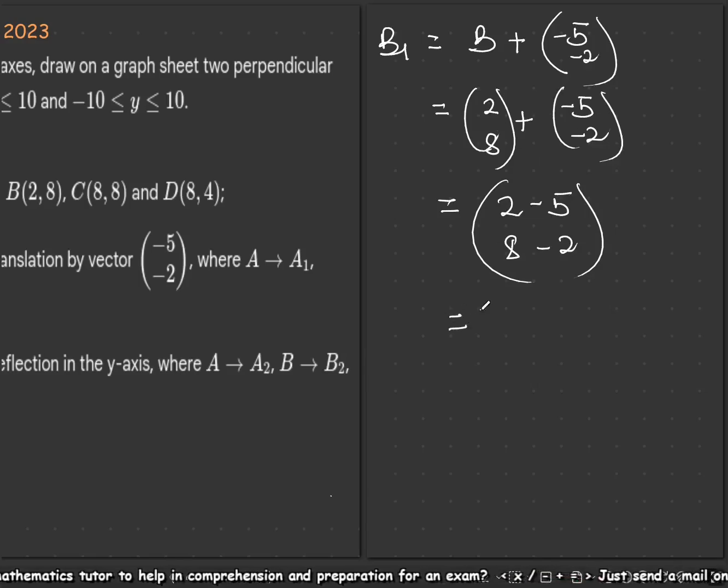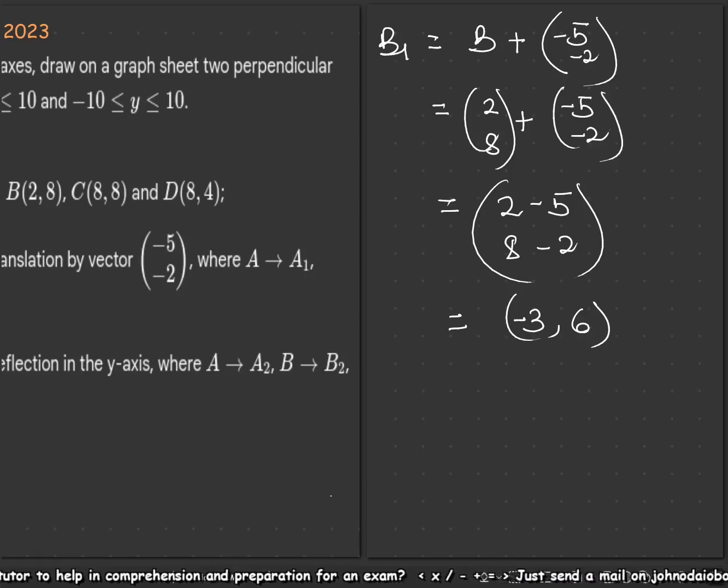And evaluating that further, you're going to get 2 minus 5, which is negative 3. Then 8 minus 2, which gives us a 6. Sorry, so a 6. Right? So that becomes the coordinate of what? B1. Follow that same procedure.